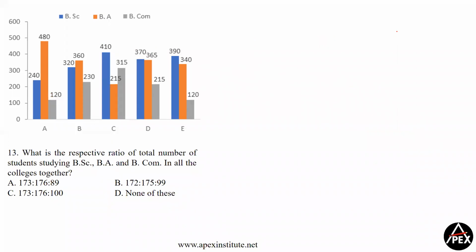Okay. Now coming to 13th question. What is the respective ratio of total number of students studying in BSc, BA and BCom in all the colleges? So you need to find the total number of students studying in all these colleges of these respective departments. So I think we have found that for BA. For BA we already have 1760. Okay. So I can say that B cannot be an answer.